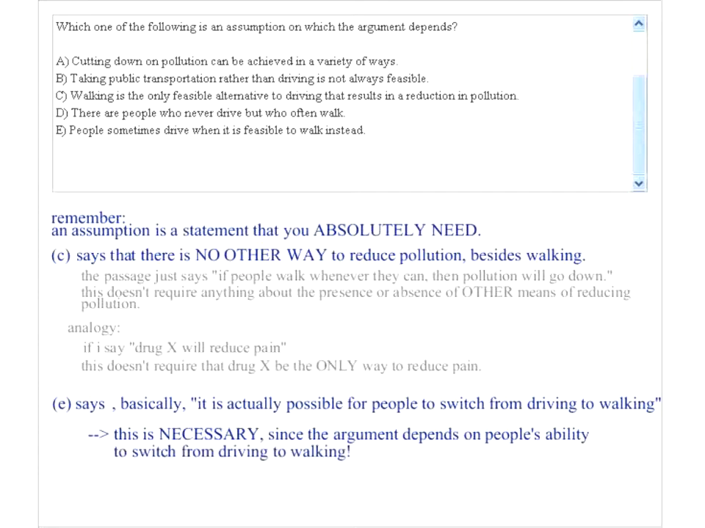So, okay, one thing, give me a smiley face if you understand this. The argument says if people would switch from driving to walking, then pollution will go down. That means people have to be able to do that. So, this statement E, that's what that says. It says that there are actually people who could make that switch. Now, there's a couple of things I want you to notice here. The first thing I want you to notice is that this is an awfully bland statement.